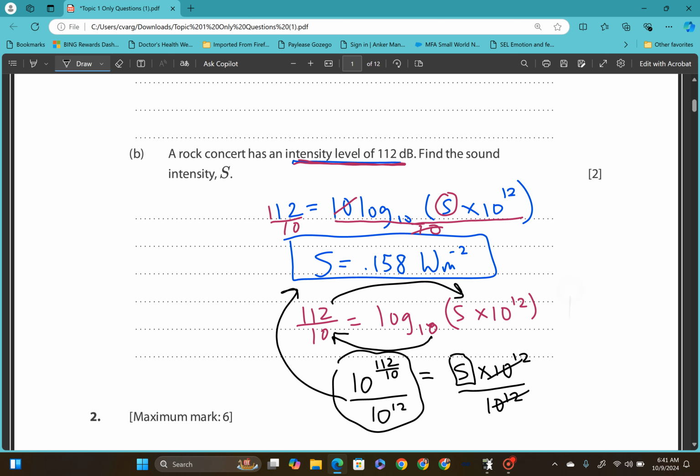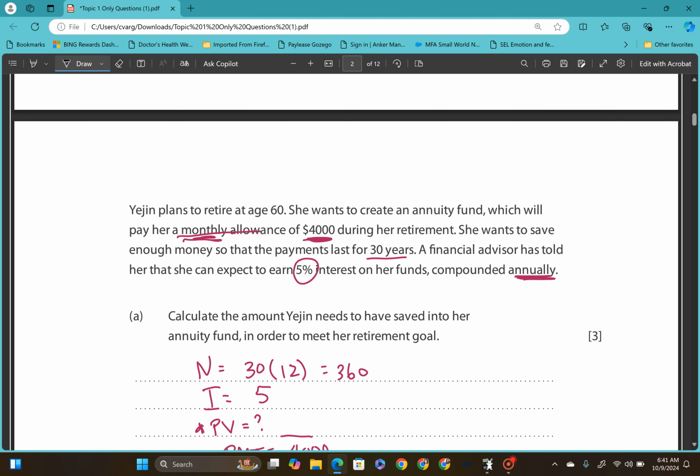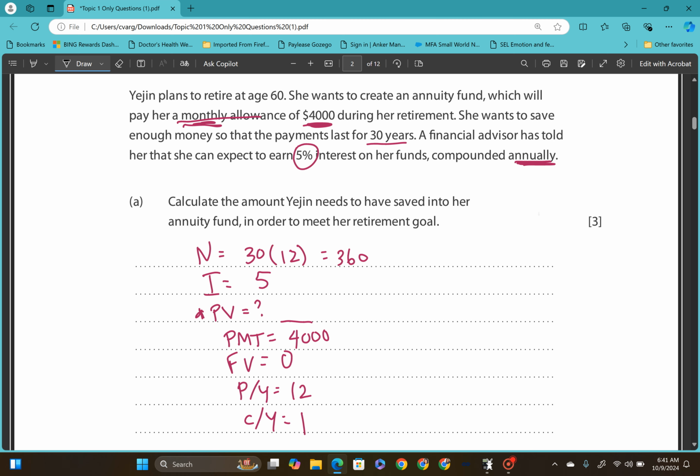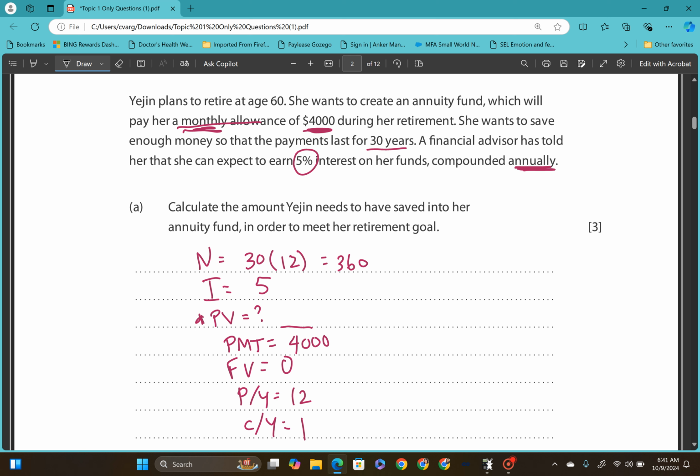All right. Next question. For this one right here, I noticed a lot of people had trouble remembering what the N is. N is not just the number of years, it's the number of payments. So if you take a look, there are 30 years, right? It says it there. And there's a monthly allowance of 12. So we have to do 30 times 12 because there's 360 payments.